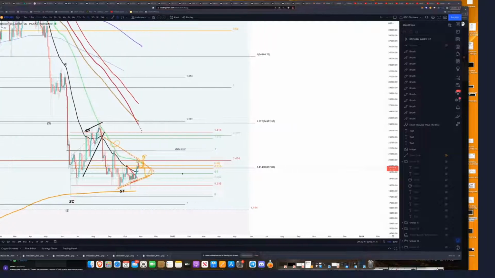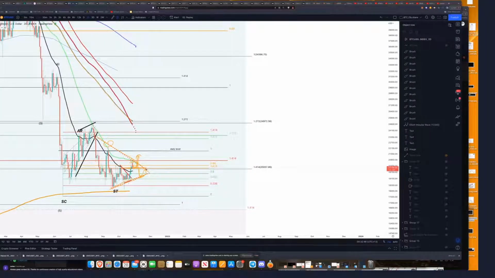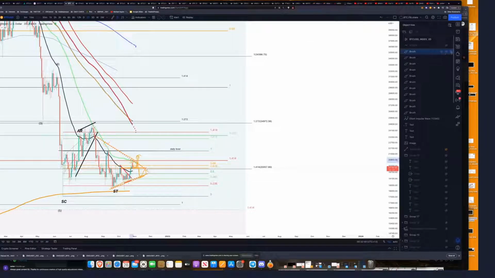All right, so that is a macro squeeze coming, and you can see it, right?